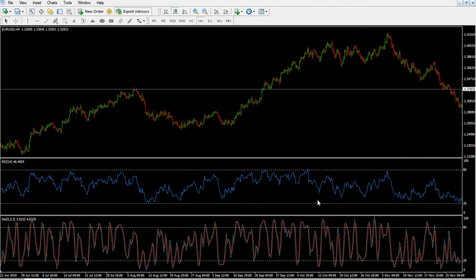What I've added to those two indicator charts is two lines on each one: the 20 line and the 80 line. Those are the points where the indicator is showing us that the market is overbought at the upside or oversold at the downside.